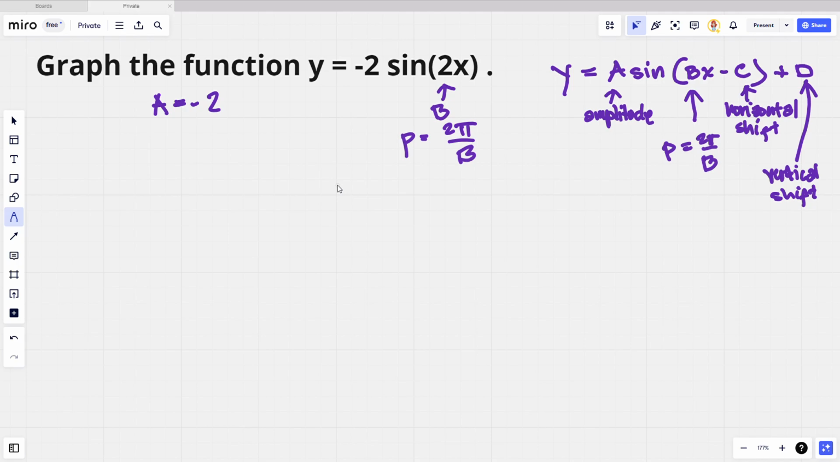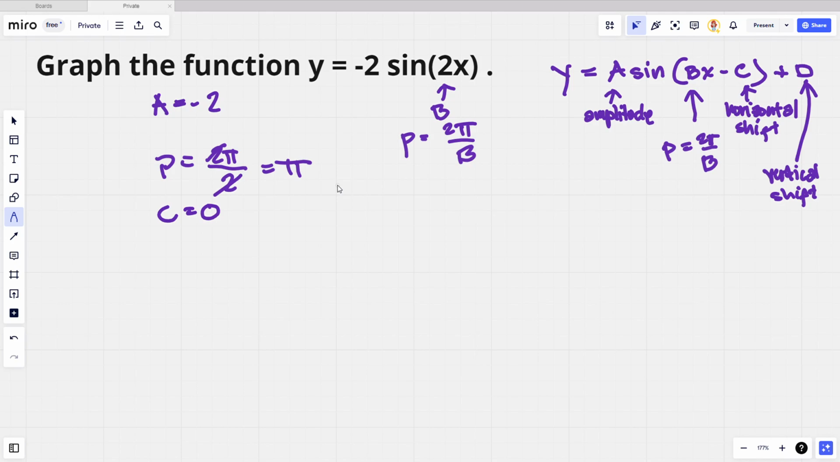So for example, here, -2 sine of 2x, we would start with identifying a, that is -2. Our period is 2 pi over b. Our b is 2, right? So 2 pi over 2, and we'd be left with pi because this will cancel out. So a is equal to -2, the period is pi, and c is equal to 0.